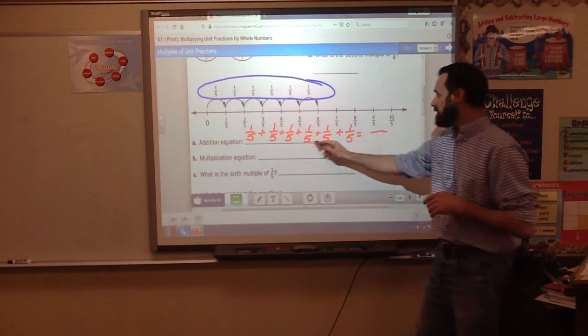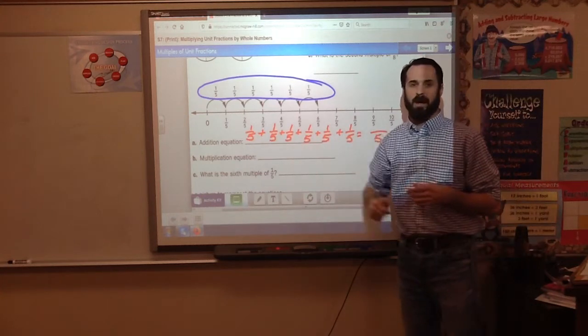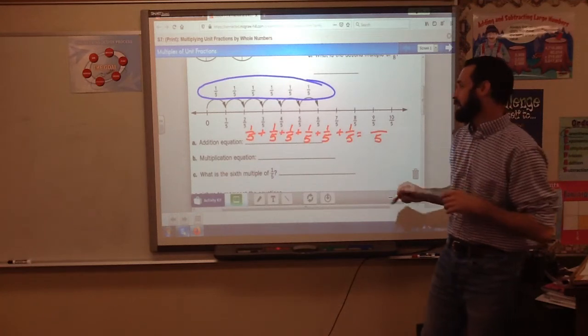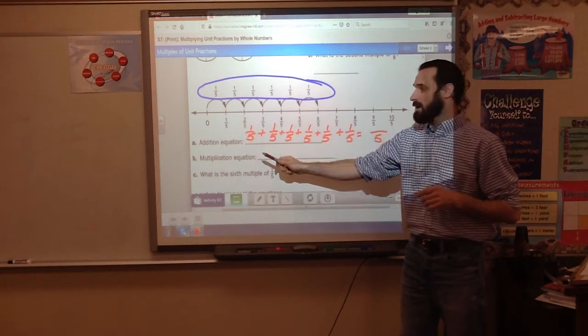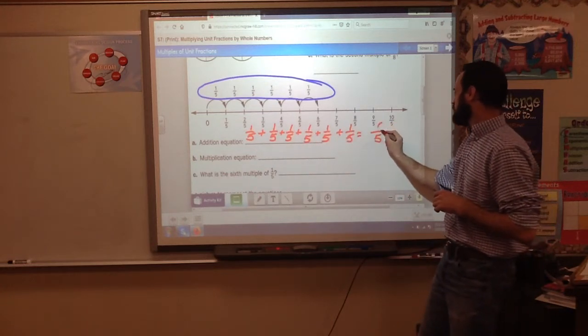always going to stay the same. We have fifths all the way through the bottom. They'll stay the same as long as you have common denominators. If we don't have common denominators, we've got to do something different, but we're not there yet. Then we need to add our numerators. 1, 2, 3, 4, 5, 6. The answer here would be 6/5.